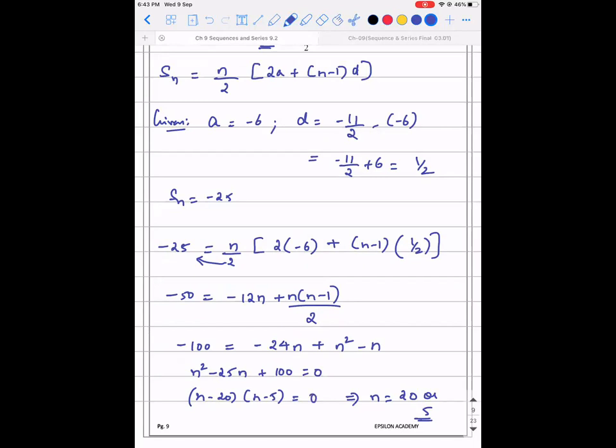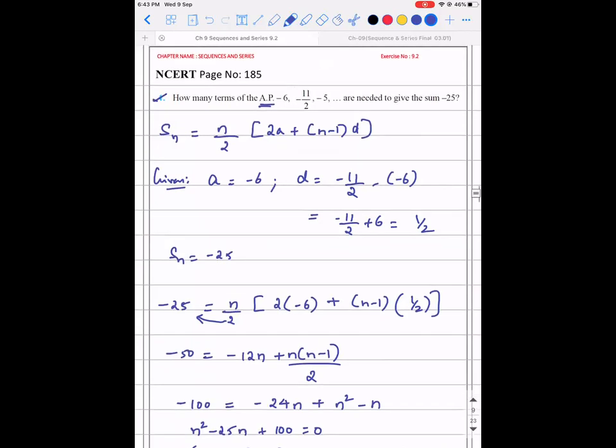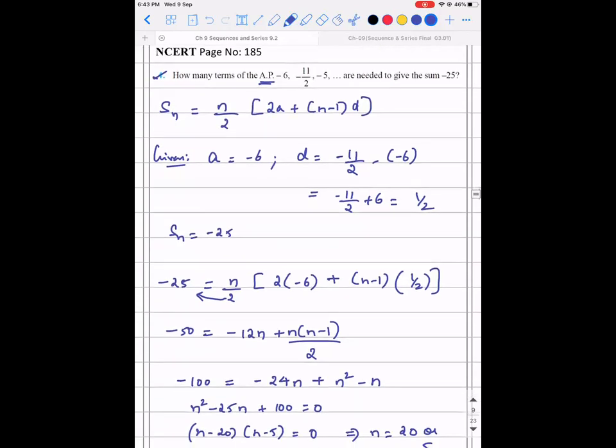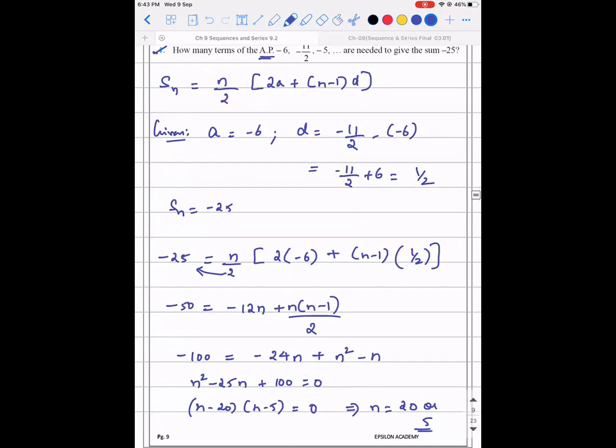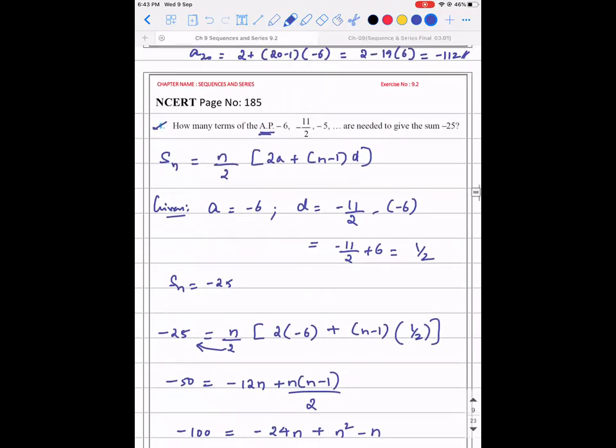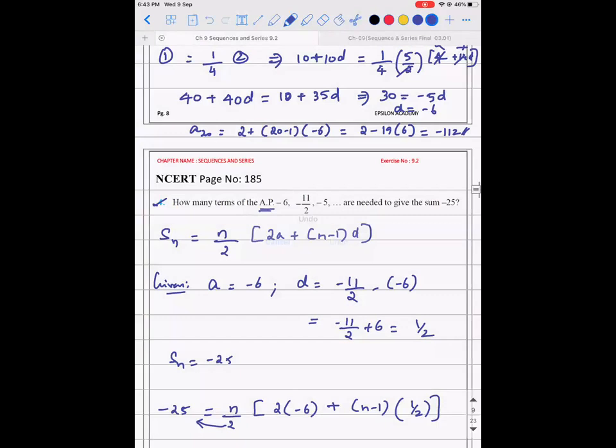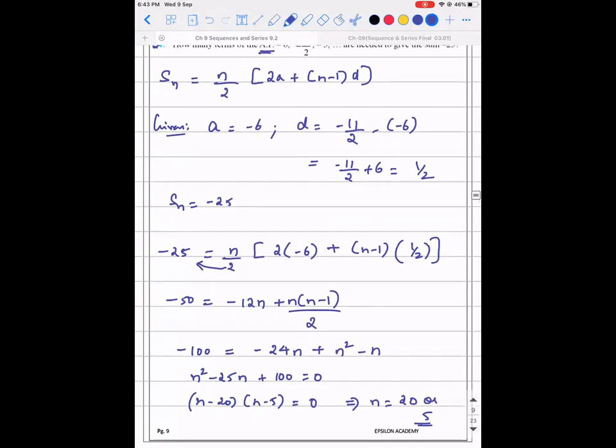That's right. So whenever you face this kind of situation, you can actually try out and see. Here both are right. It can be 20. The sum of the first 20 terms is also minus 25. The sum of the first 5 terms is also minus 25. That's right. Okay, shall I move on to the next question?